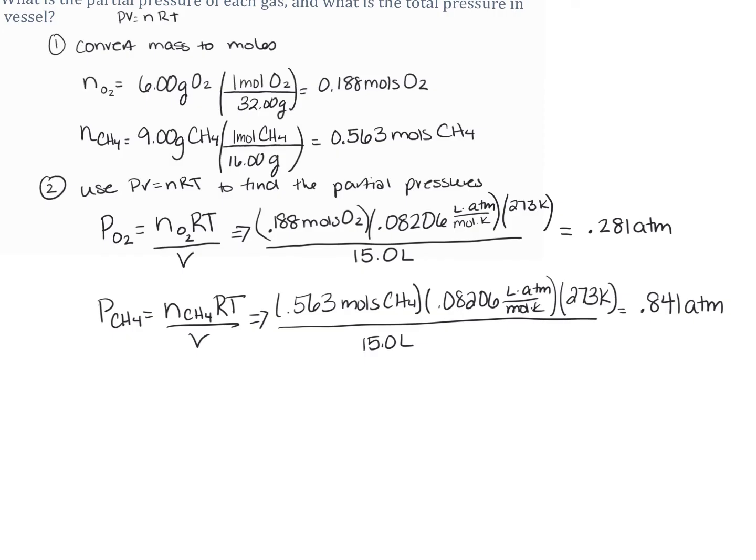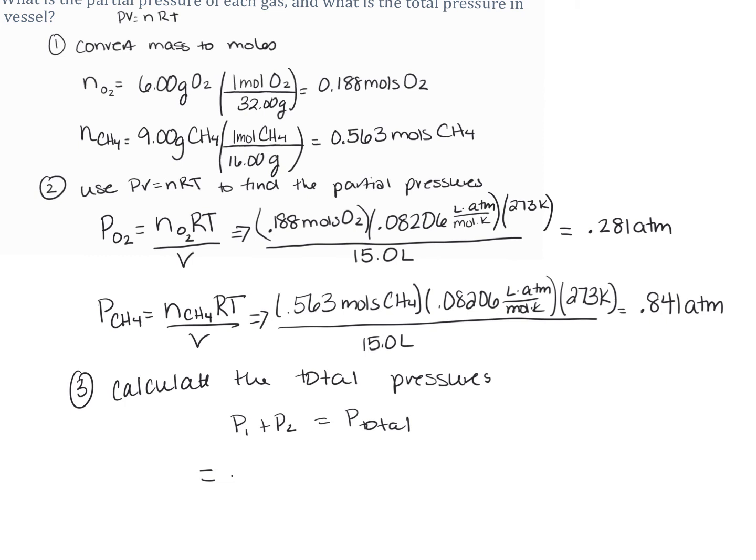And so now the third step of this, so those are our partial pressures. We've answered part of the question. We need to answer the full question. So we need to calculate the total pressure. And we know, according to Dalton's law of partial pressure, that we can add the two partial pressures together to get the pressure total. And so we come here and we say that's great. It's 0.281 ATM plus 0.841 ATM, and that gives us 1.12 ATM.